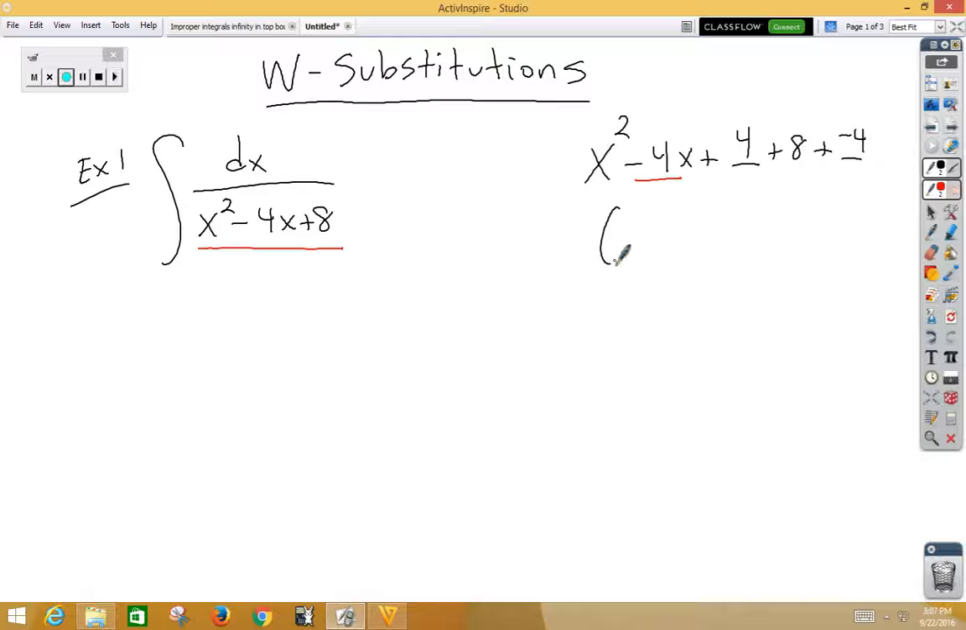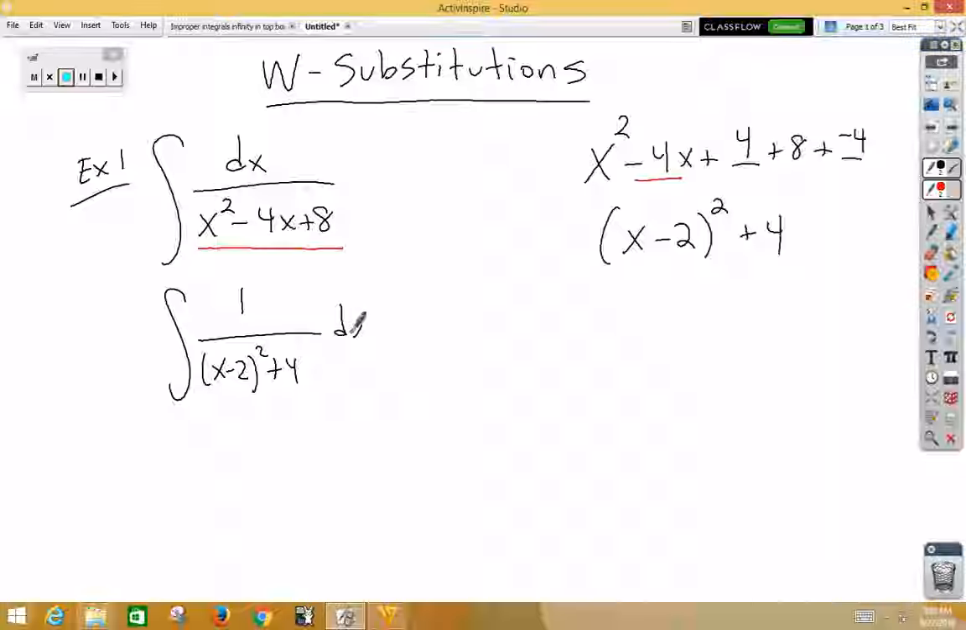So now this factors as x minus 2 squared plus 4. And that's a key step from Algebra 2. So from here, we would go integral 1 over x minus 2 squared plus 4 dx. You need to recognize that that is very close to inverse tangent. We do have an inside function, so let's take a look at the inside function.